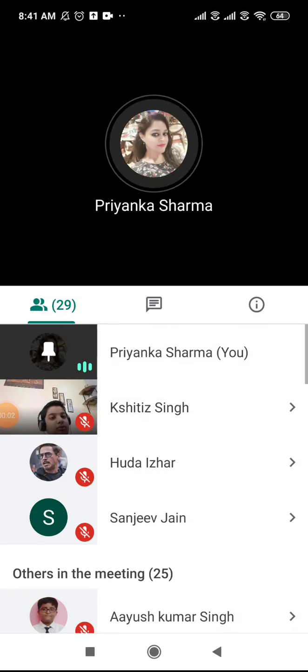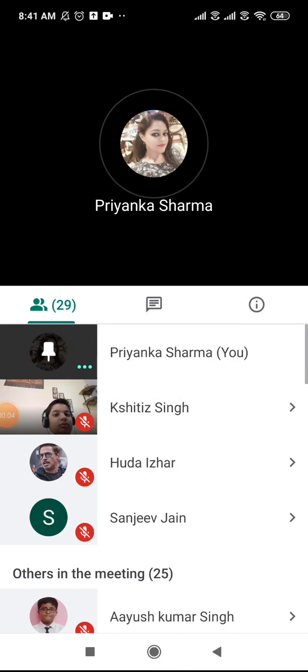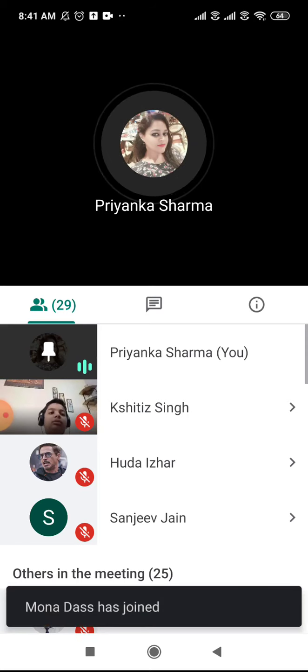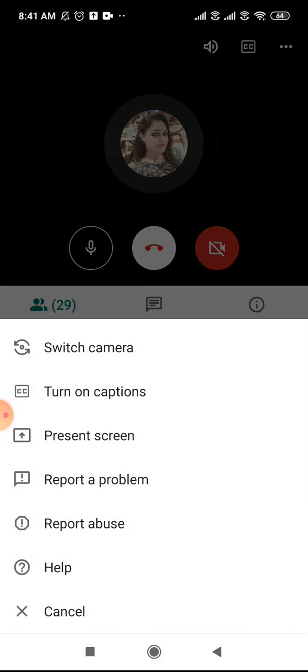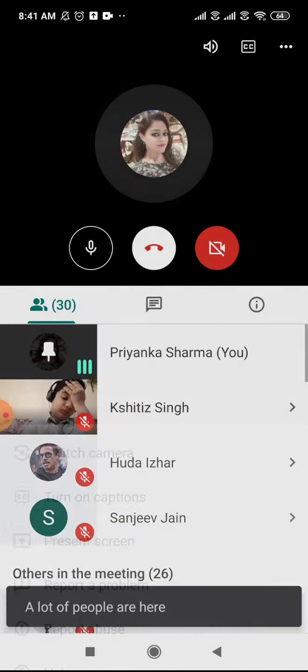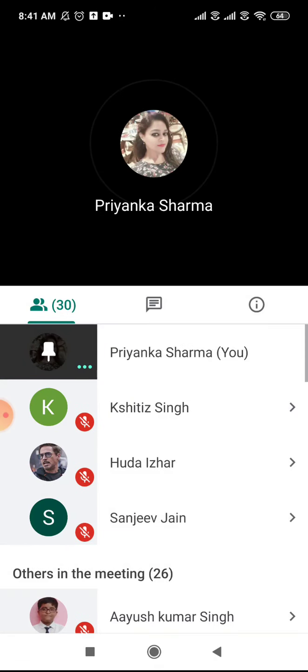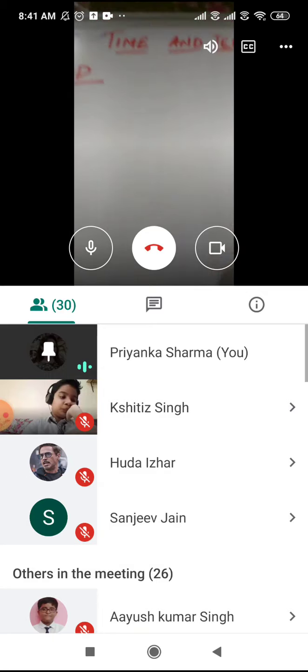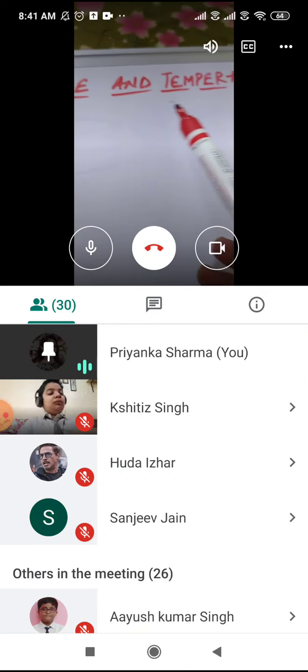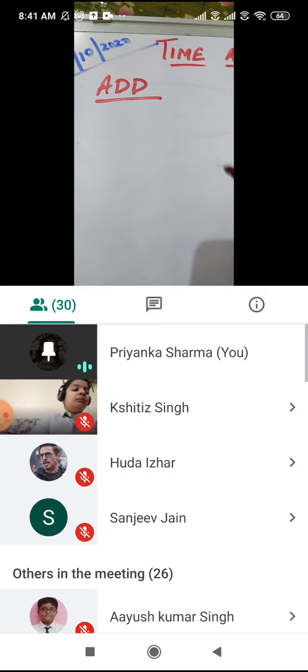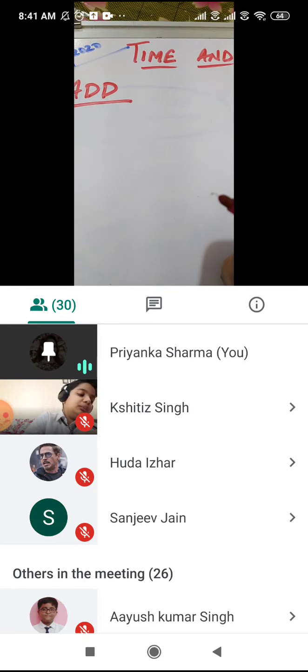In maths, we are going to start adding time and temperature. How do we have to add time? Okay, time and temperature addition we have to do. Exercise 13.2 we will do.